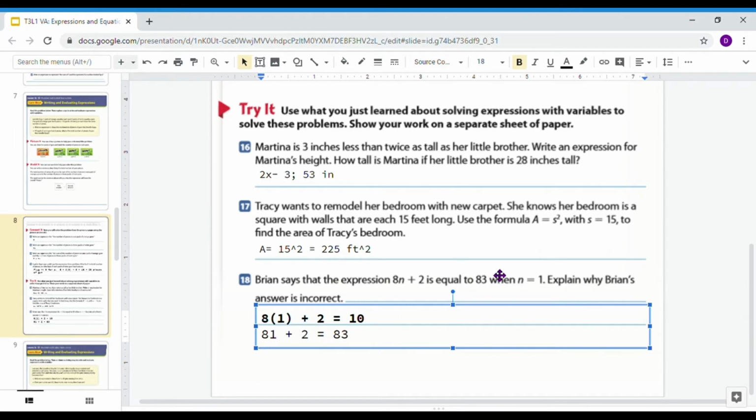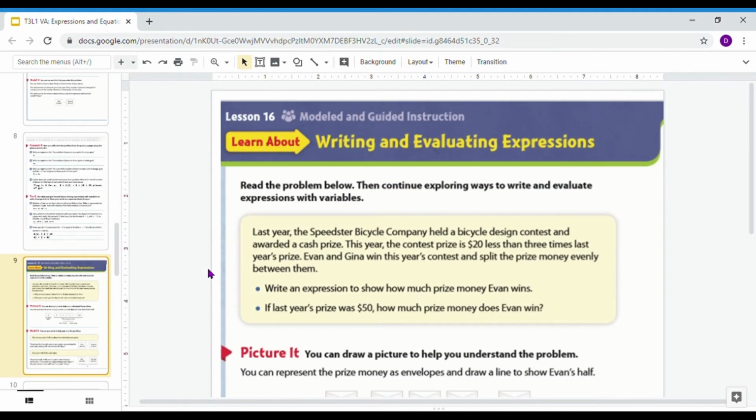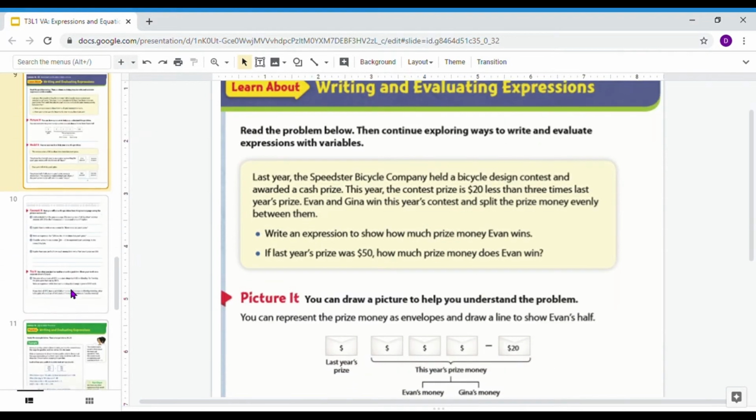We are multiplying. We are adding that number in, and we are going to be multiplying it by the coefficient. Okay? And moving on. Last modeled example. This has been a long video before you guys get into your independent practice.